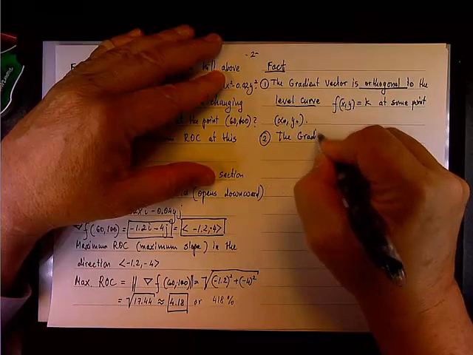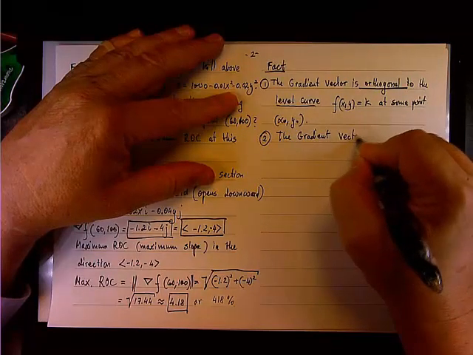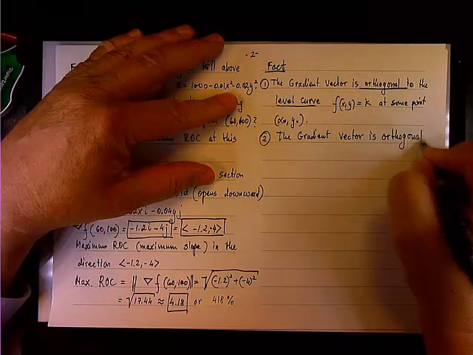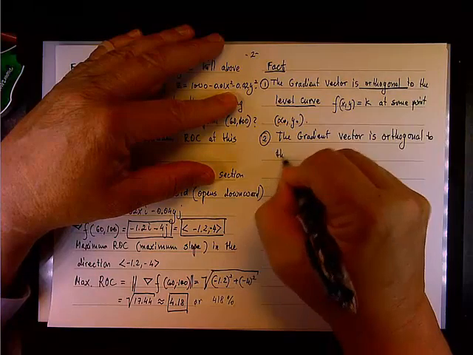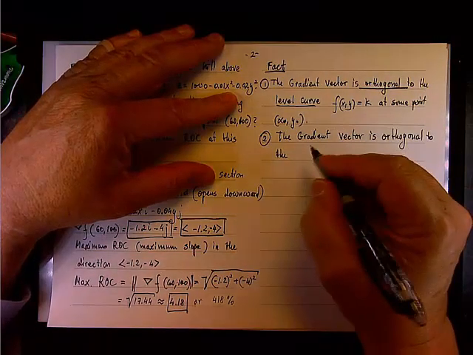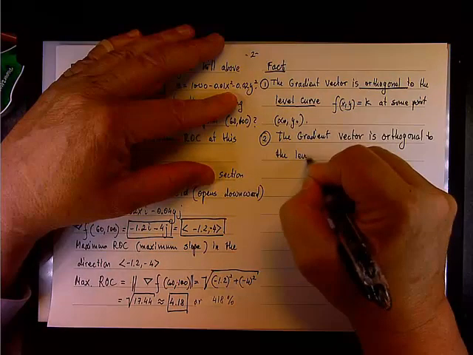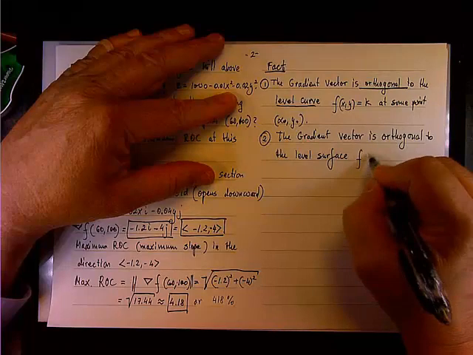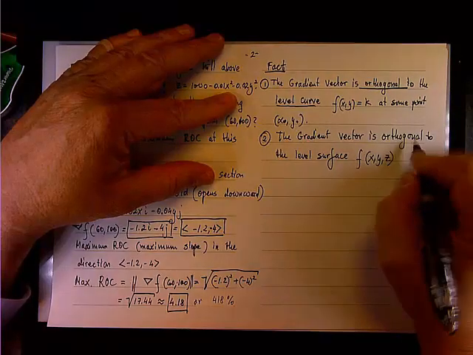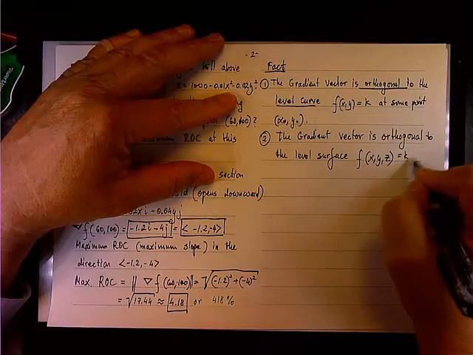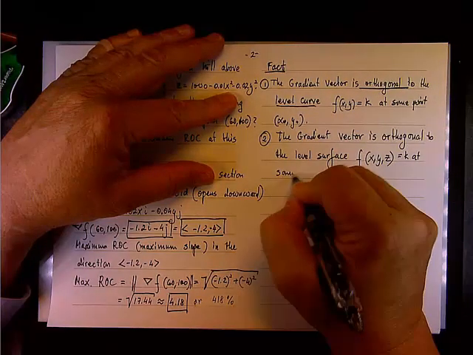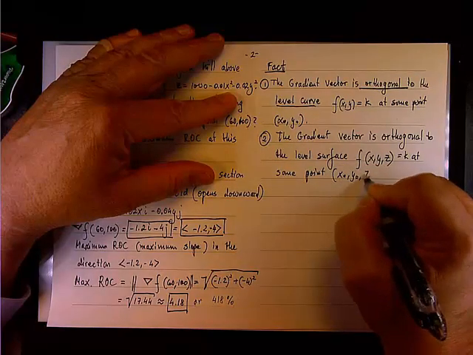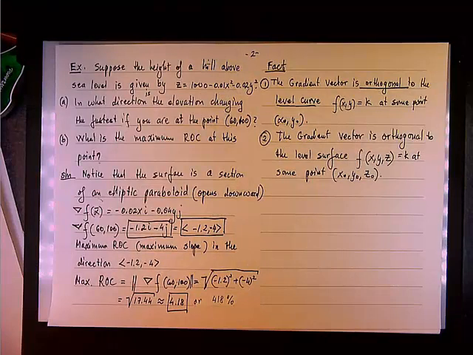Fact number 2: the gradient vector is orthogonal to the level surface f of x, y, z equals k at some point x sub 0, y sub 0, z sub 0.